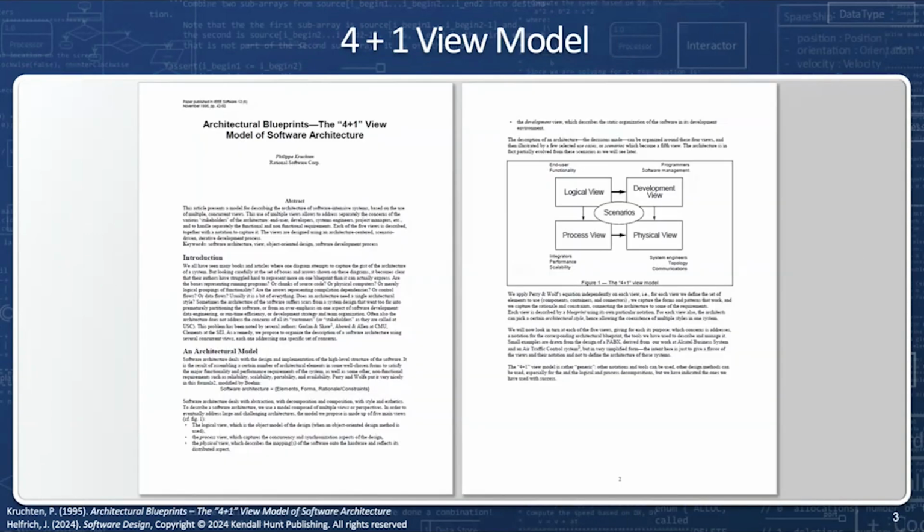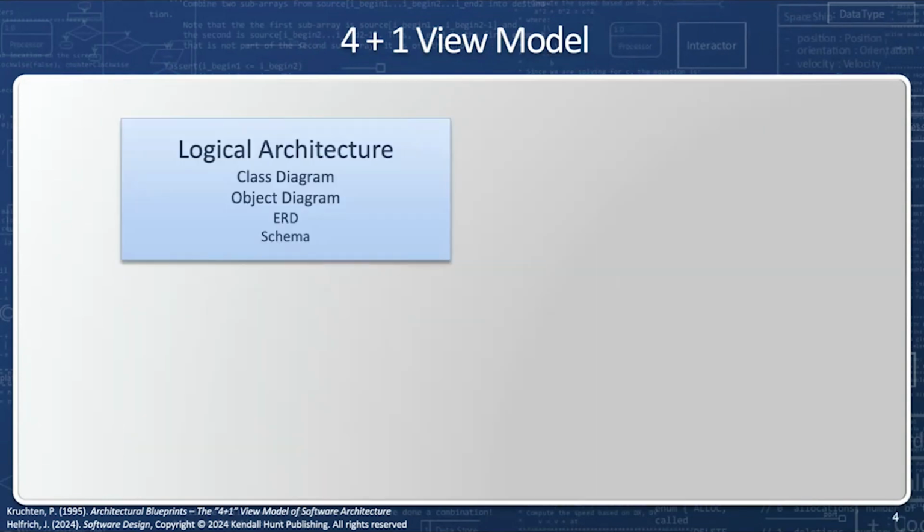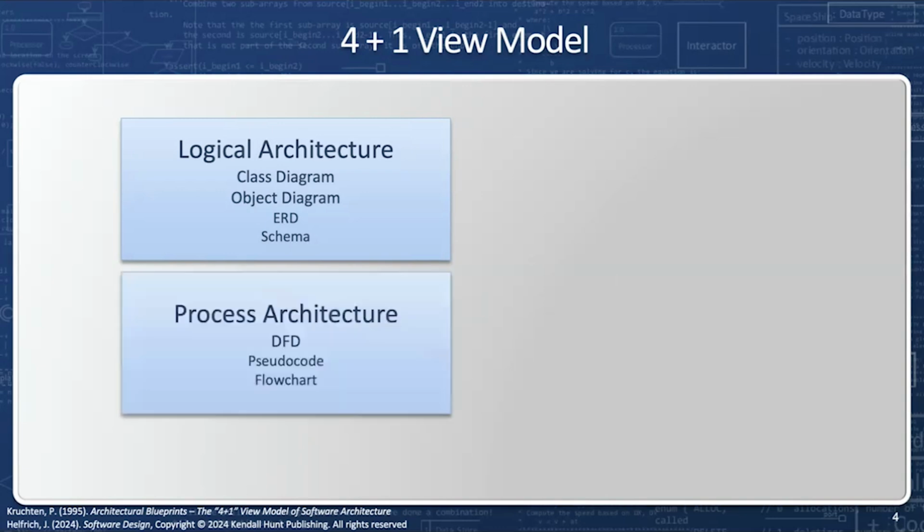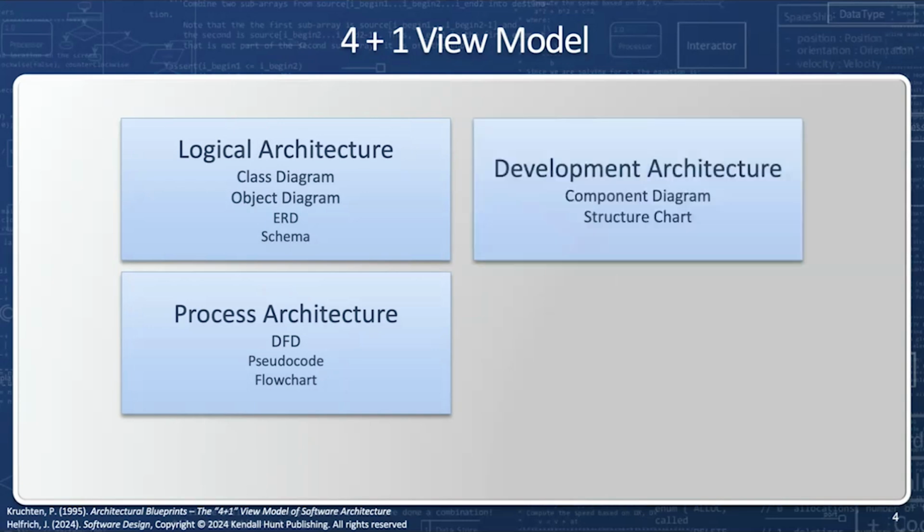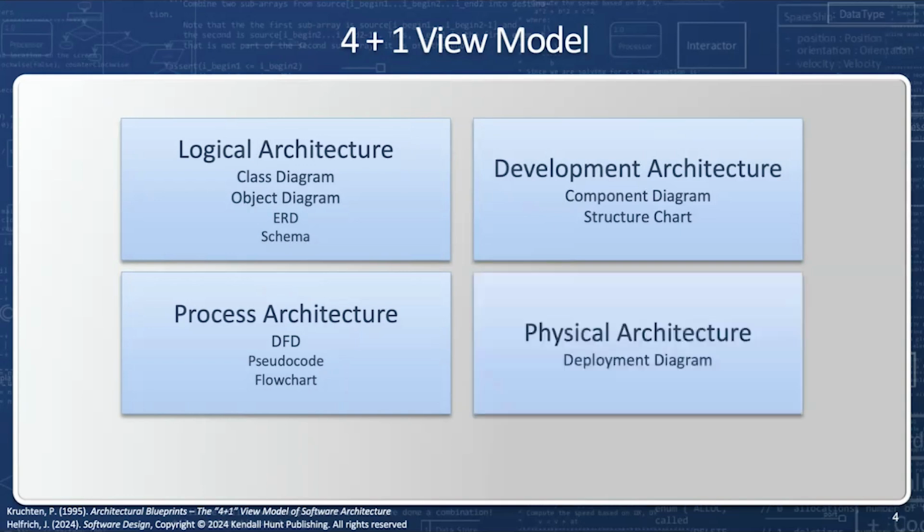The first researcher to discuss this was Philippe Kruchten back in 1995 with his 4+1 view model architecture. In there, he came up with four basic ideas of how to represent design ideas. The first is a logical architecture, and with this, you use class diagrams, object diagrams, entity relationship diagrams, and schemas. Then there's the process architecture, and here you use data flow diagrams, pseudocode, and flowcharts. And then you have the development architecture with component diagrams and structure charts, and finally, the physical architecture with deployment diagrams. Let's take a look at each of these in turn.